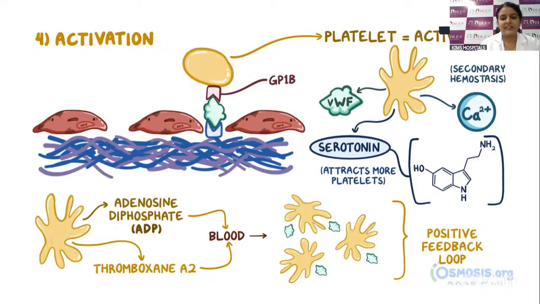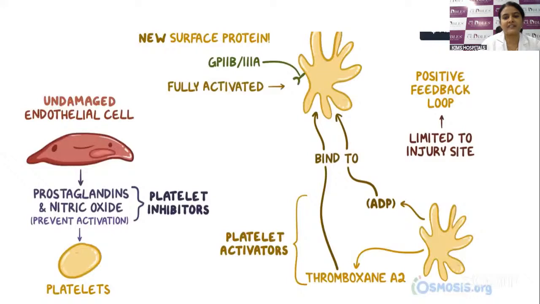The serotonin helps in attracting more and more platelets, whereas the calcium is used in the secondary hemostasis. And the ADP and thromboxane, which are released into the blood, activate the other platelets that are not bound to the von Willebrand factor and form a positive feedback loop. And this positive feedback loop is usually limited to the injury site.